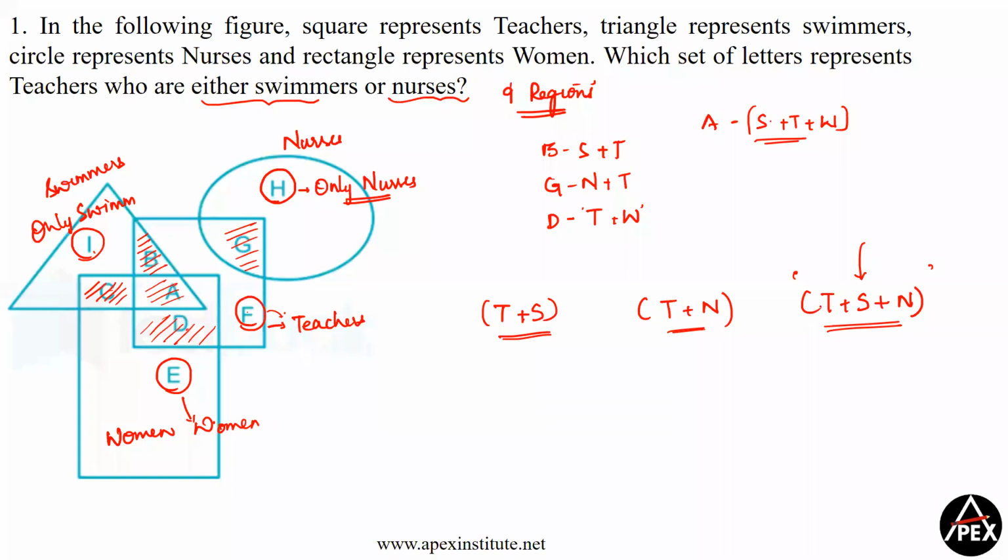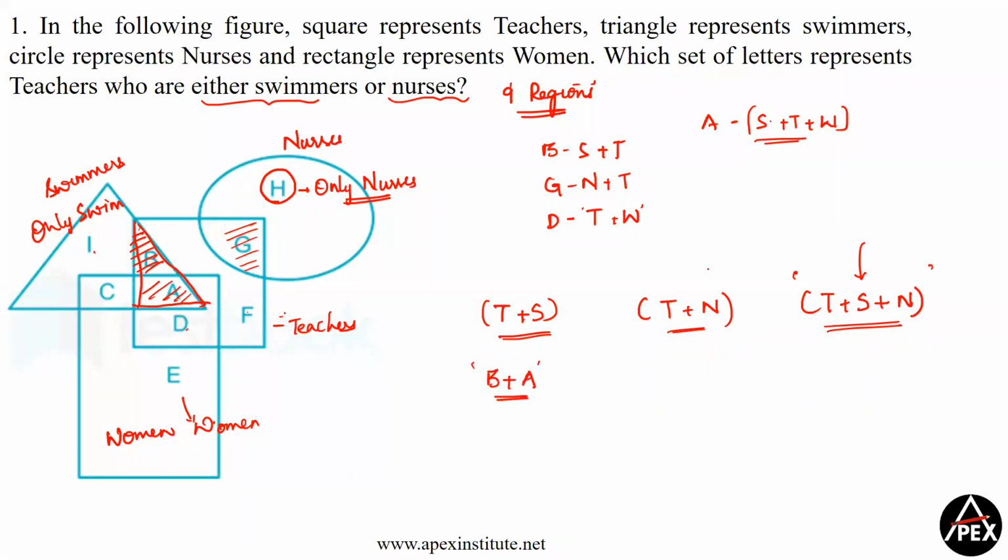Okay. So which region represents teachers who are swimmers? What is the region between swimmers and teachers? B, isn't it? Only B, or do we have any other region? A also. So this entire region is common between triangle and square, isn't it? So we need to consider both B and A.